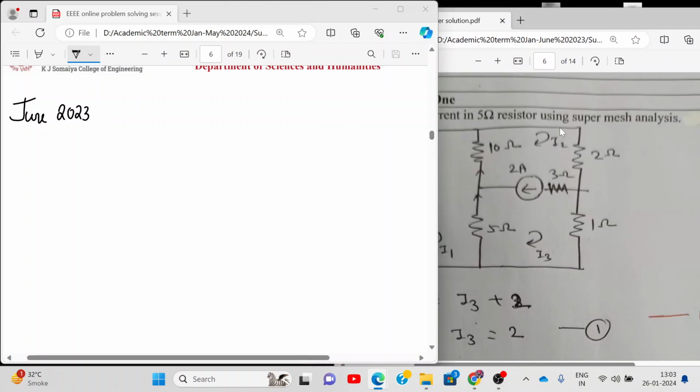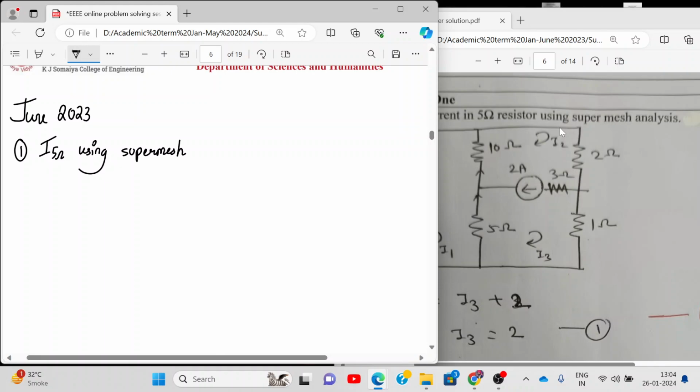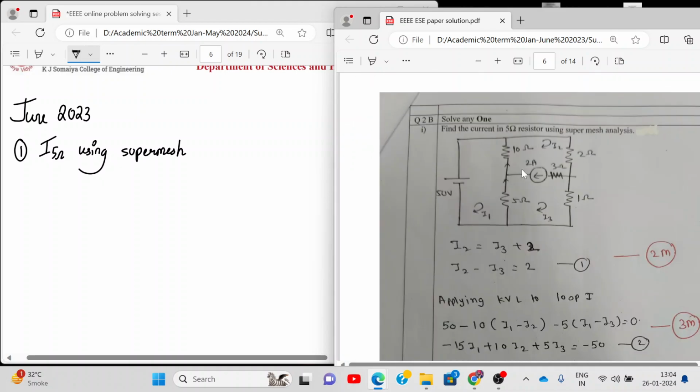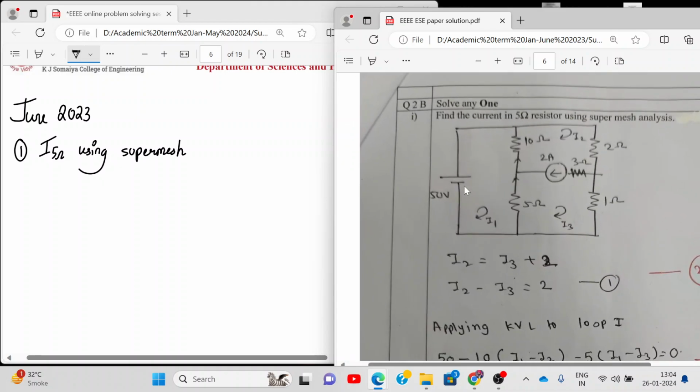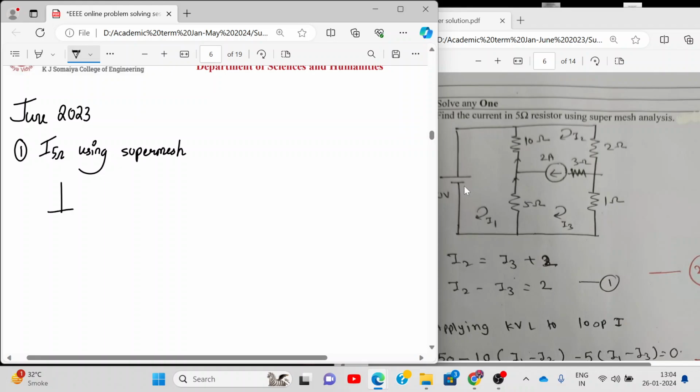So, because super mesh will be covered now by this. Find out current through 5 ohm resistance using super mesh. Fortunately, they have given only the numerical on the super mesh concept. So please draw the diagram. Let me draw it over here. It is 50 volts. For super mesh or mesh analysis, draw the diagram bigger so that you can identify the currents carefully.